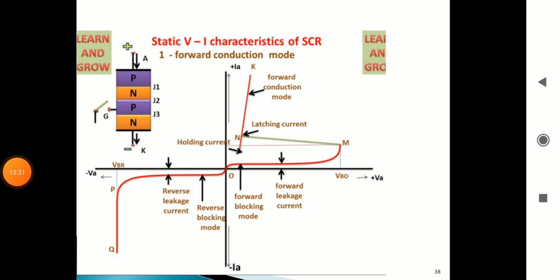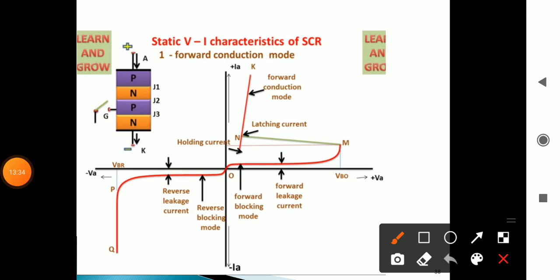Again, here there are two types of currents mentioned. At point N is the latching current. The latching current is the minimum current required to put the SCR in on mode, that is, in forward conduction mode. And there is one more current, below point N, the holding current. The holding current is less than the latching current. If the current is decreased below this holding current, the SCR will turn off. So this is about forward conduction mode.